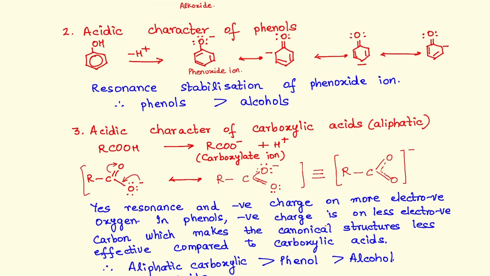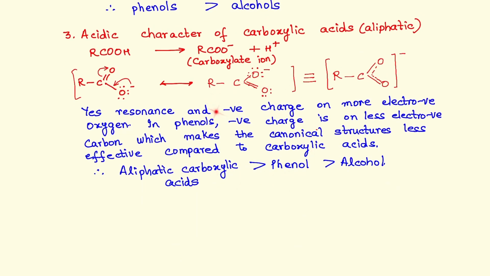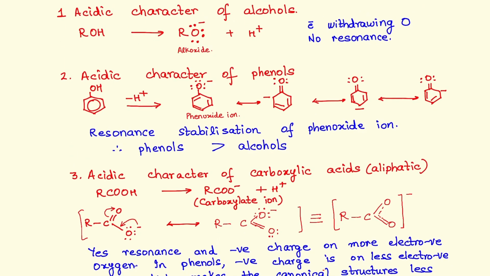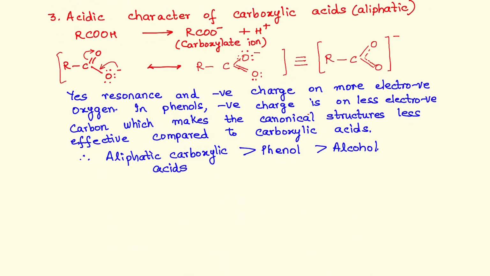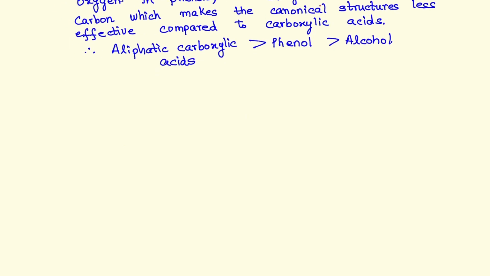So, although our phenol does show acidic character, the acidic character is not as strong and as good as that shown by carboxylic acids. So, when I compare the 3 of them, aliphatic carboxylic acids, phenols and alcohols, the order of acidic strength would be aliphatic carboxylic acids greater than phenol, greater than alcohol. I hope this is clear till this point.